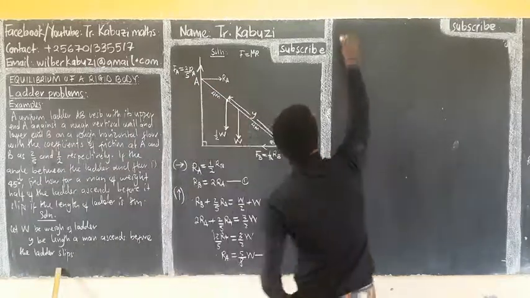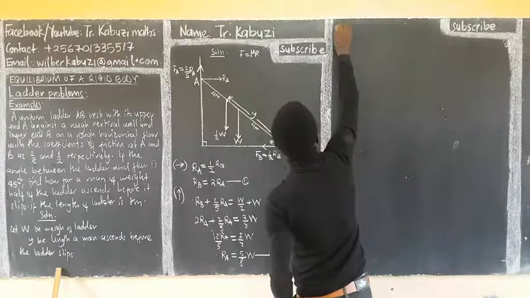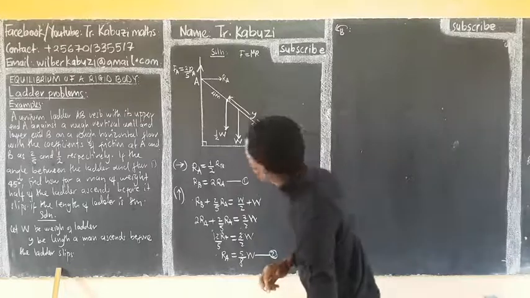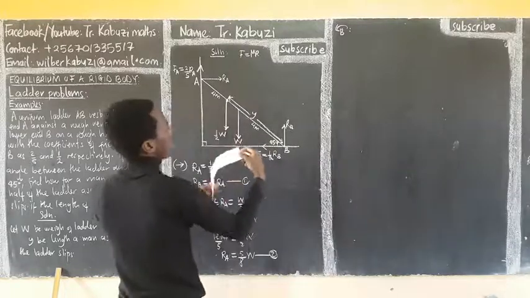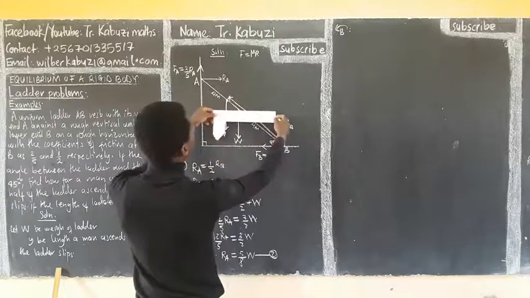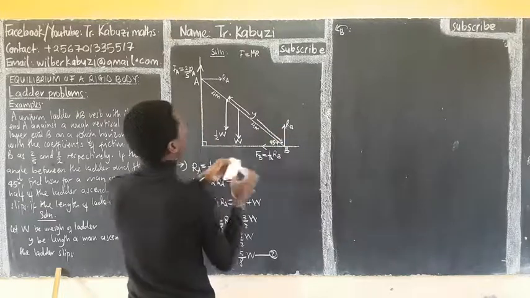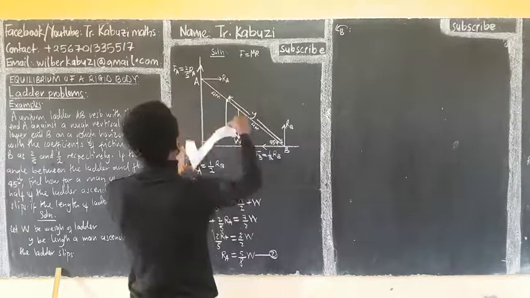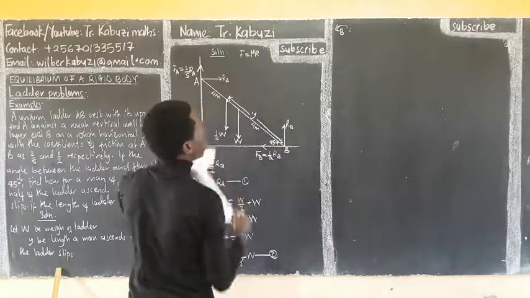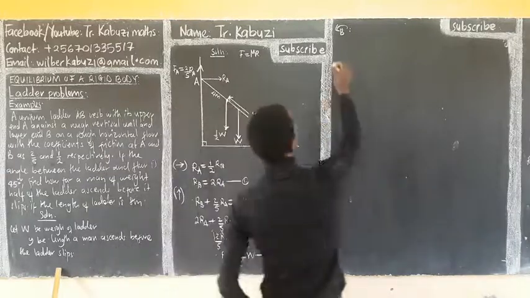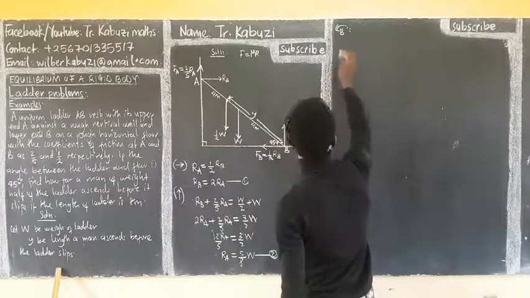So taking moments at B, this shows I'm taking them anti-clockwise. Okay, so we come to B here. This force you see, anti-clockwise. Even this one, anti-clockwise. Now to B, we have this force clockwise. Even this one to B, clockwise. Okay, now we start with this one or this one here.